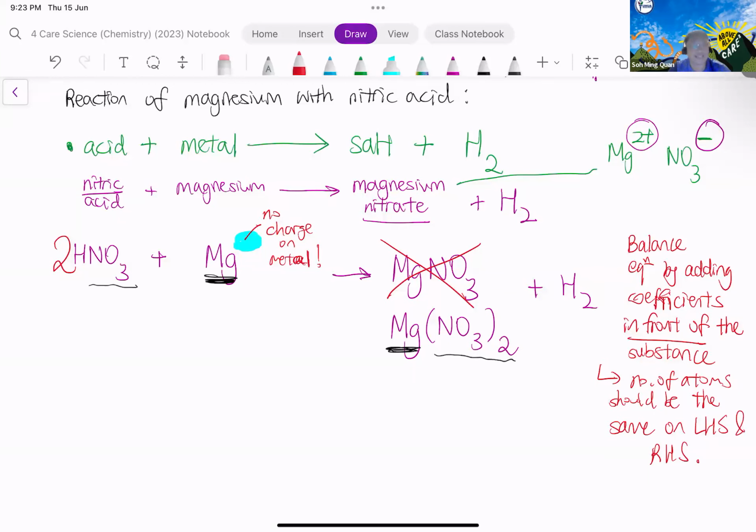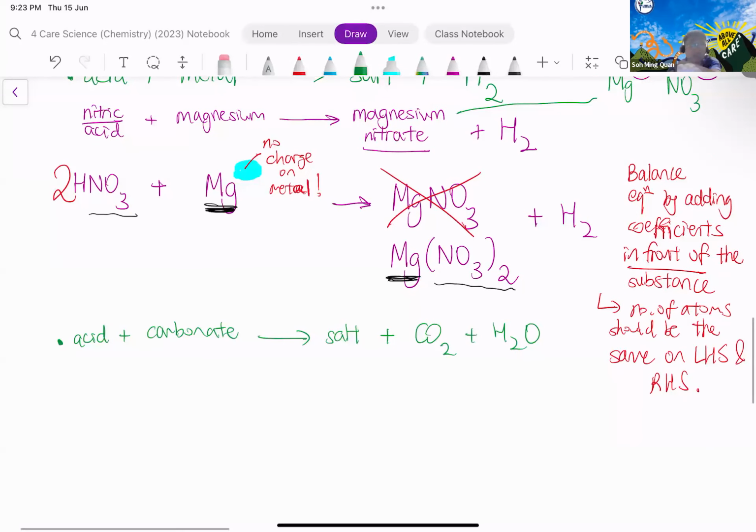Okay, so we have just seen acid plus metal reactions. That is one of the 3 reactions of acids. The next reaction we will go through is acid plus carbonate. Acid plus carbonate forms salt, carbon dioxide, and water. Now, this is easy to remember because a carbonate will always produce carbon dioxide as a product at the end of its reaction. So carbonates are associated with producing carbon dioxide gas.